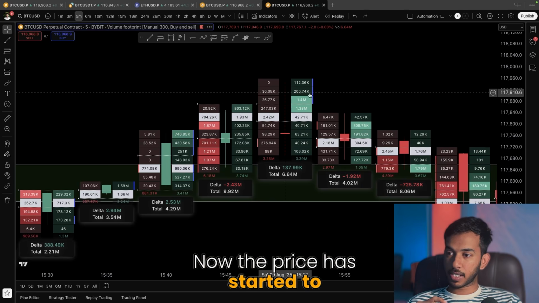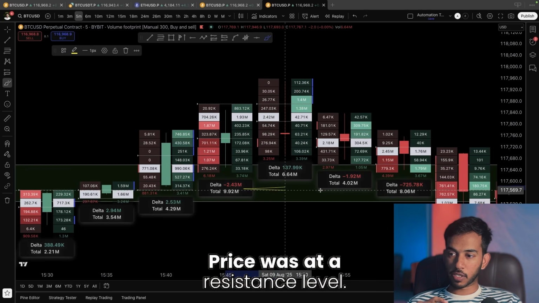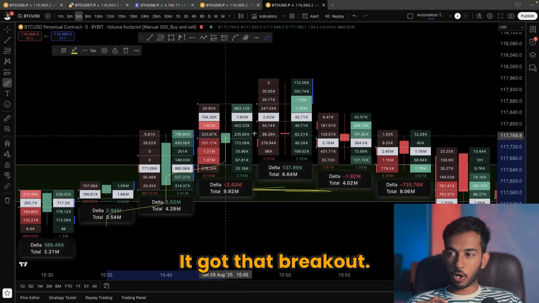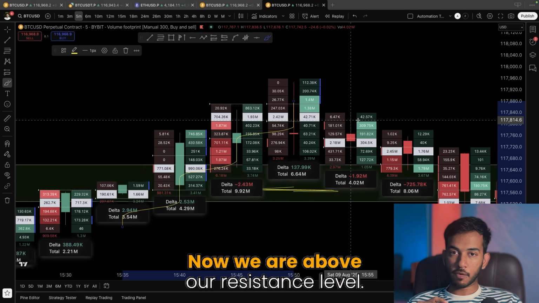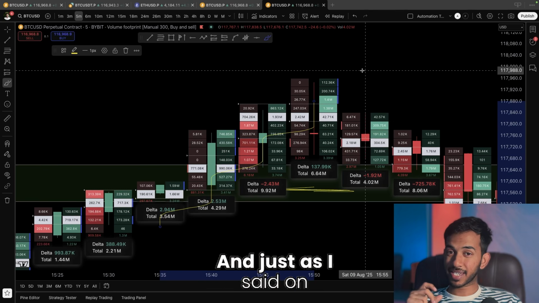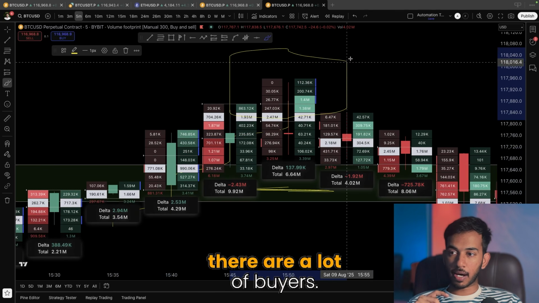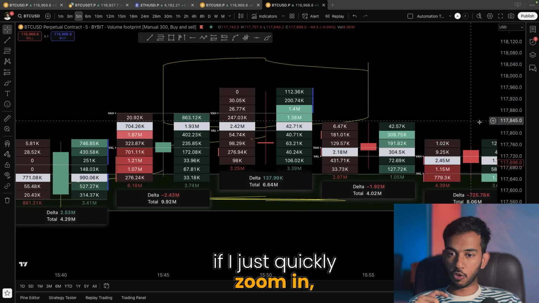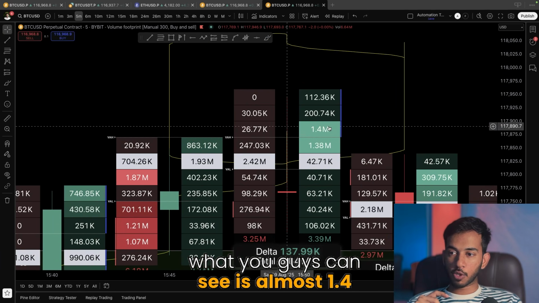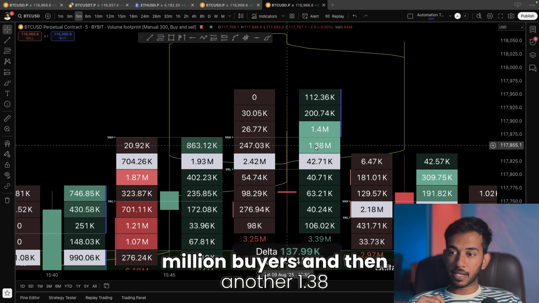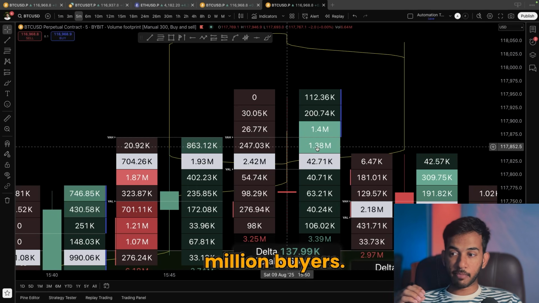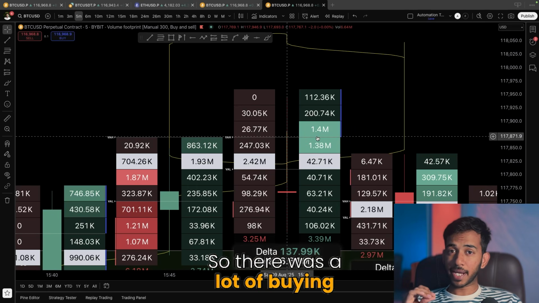Now the price has started to go higher. Price was at a resistance level, it caught that breakout. Now we are above our resistance level, and just as I said, on the top there are a lot of buyers. If I just quickly zoom in, what you guys can see is almost 1.4 million buyers and then another 1.38 million buyers. So there was a lot of buying right at the top.